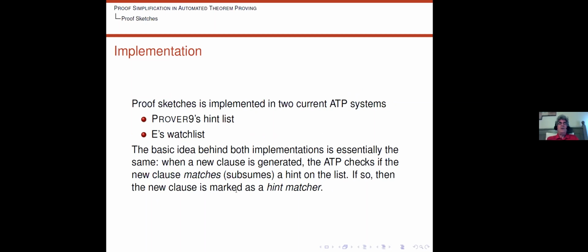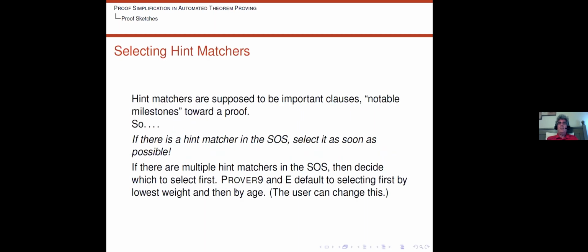Now, so what? What does that do for you? Well, here's the idea. These are supposed to be milestones toward a proof because they occurred in a previous proof, so they're probably important. So if there is a hint matcher in the set of support, select it right away. If there's more than one, come up with some scheme for selecting among them. But select hint matchers before you select anything else, because you want to follow the earlier proofs as much as you can.